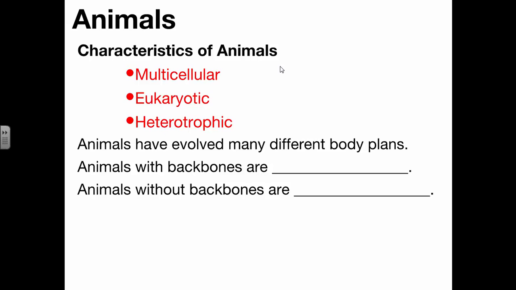And throughout evolution, animals have evolved a variety of different body plans, levels of complexity, adaptations, and so forth. We kind of can split animals into two large groups. Okay? Animals with a backbone and a spinal cord, which we call vertebrates, and the animals without a backbone, without a spinal cord, call them invertebrates. So we're starting by talking about invertebrates. Invertebrates were the first animals to evolve.